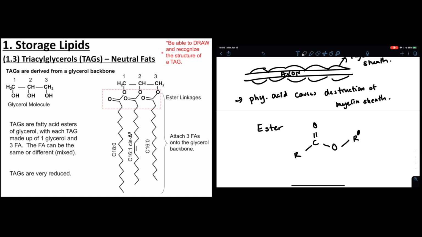Now I want you to pay attention up here again to this: be able to draw and recognize the structure of a TAG, right? I guess in online courses I can't ask you to draw it, but you should definitely be able to recognize the structure of TAG because it's just glycerol, the parking spaces, with 3 fatty acids attached to them there, okay?